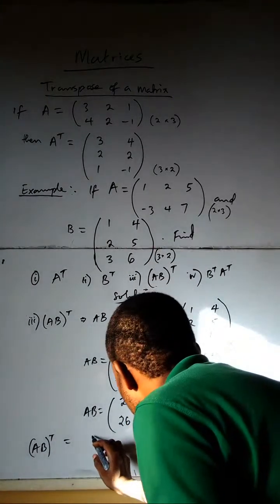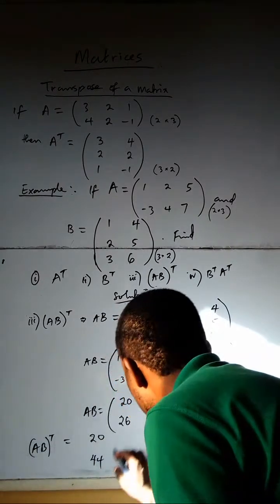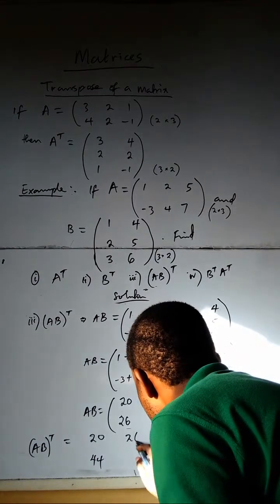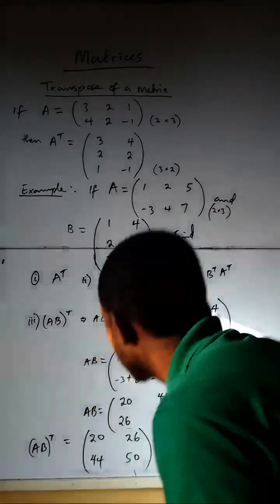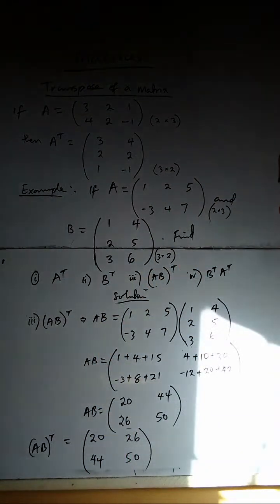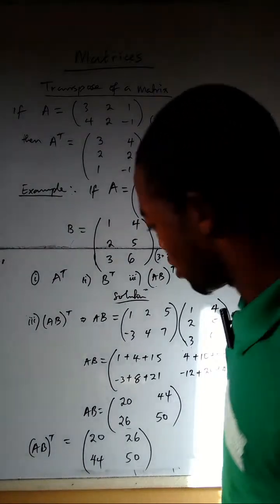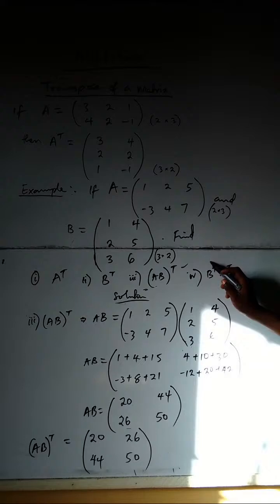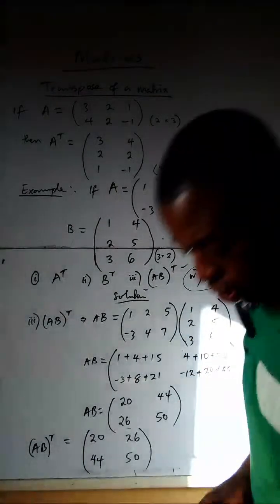Then what we have becomes 20, 44. Then also this turns to the column, and we have 26, 50. So we still have a 2 by 2 matrix from there. So that is what we have in the third question here. Now let's look at the next one, which is number 4.